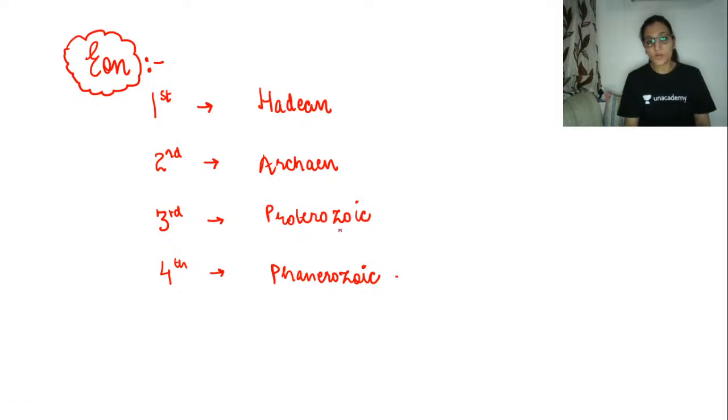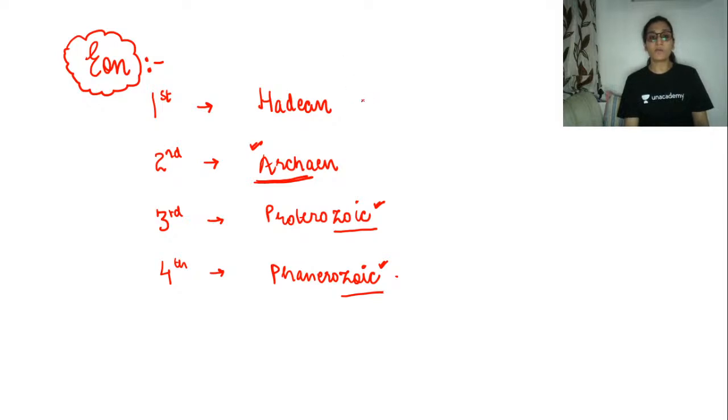Whenever you see the word zoic, the zoic word is related to animals. We know that previously there were no animals actually. So whenever zoic comes, that means it's a new time. And when the word archae comes, so archaebacteria, they are very primitive compared to eubacteria as well. Archean is primitive, right? So this is how you can remember that Phanerozoic is the latest, Proterozoic is old, Archean is older to that, and Hadean is the oldest.